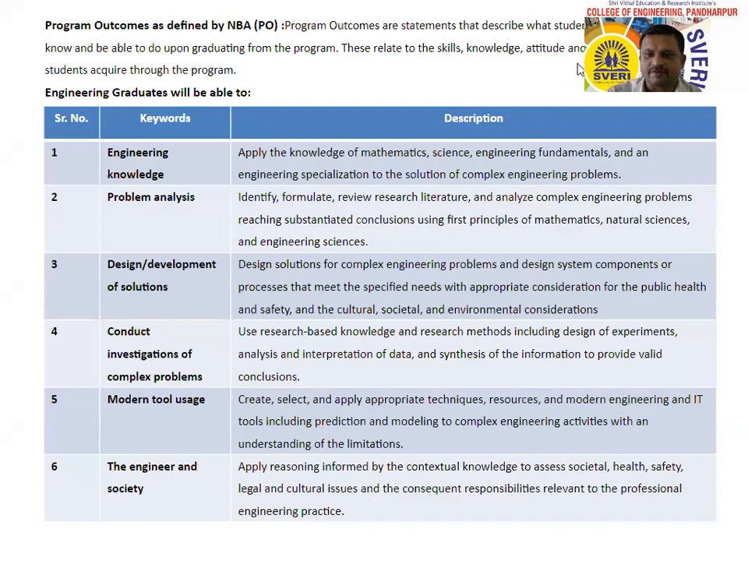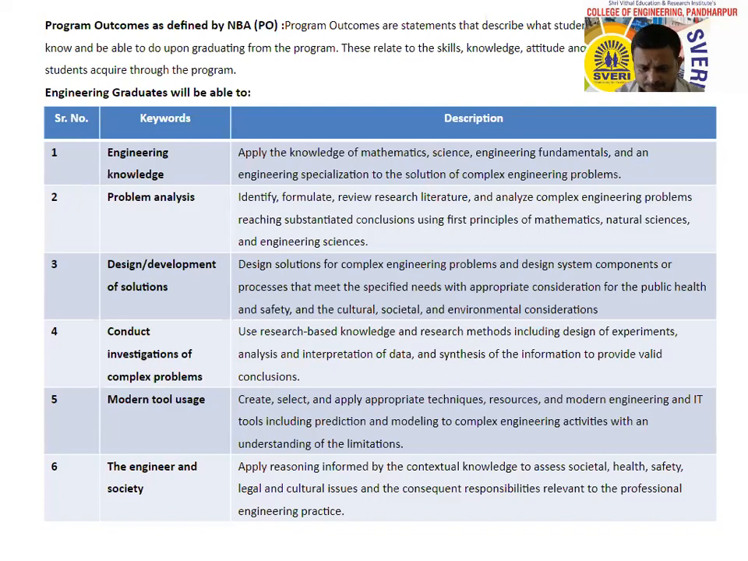Now we will see program outcomes. Program outcomes are defined by NBA, the National Board of Accreditation. It is an autonomous body to accredit various institutes. If our institute or any institute is NBA accredited, then we can say that the institute satisfies all the stakeholders' expectations. Which are the stakeholders? First is alumni, second is current students, then their parents, then society, then industry. These are known as the stakeholders.